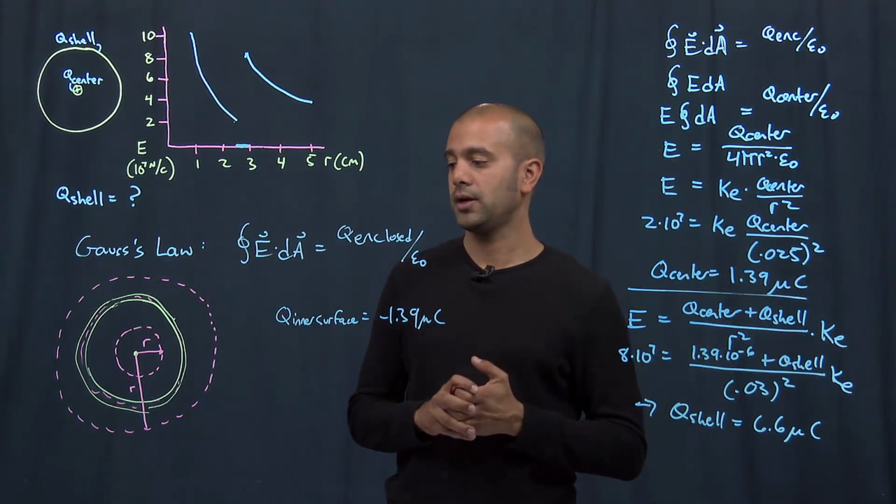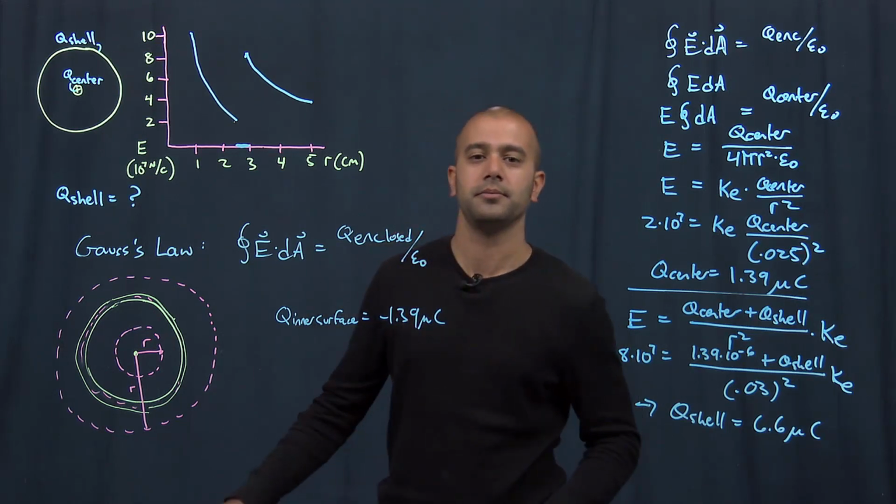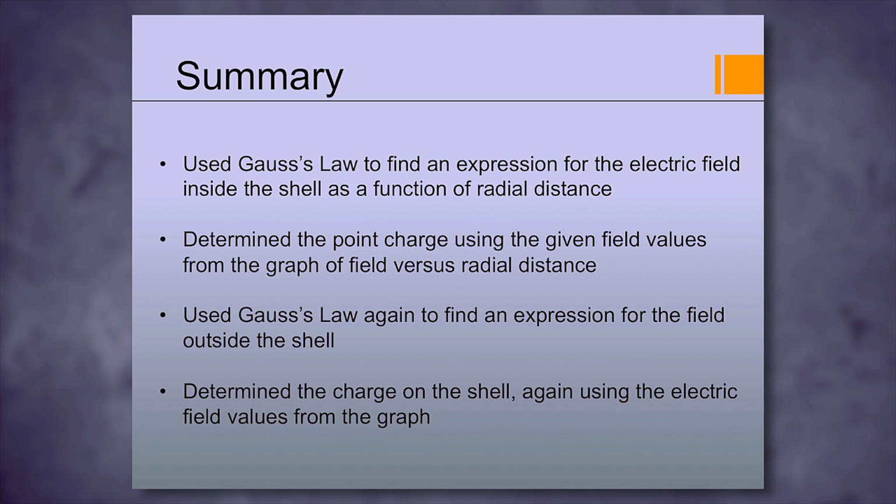So I'm going to go ahead and stop here, and we'll take a look at the summary because we've done quite a bit here. In this problem, we were given a point charge and a charged shell, and we were asked to find the charge on the shell. First, we used Gauss's law to find an expression for the electric field inside of the shell as a function of radial distance. We then determined the point charge using the given field values from the graph of field versus radial distance. Then we used Gauss's law again to find an expression for the field outside the shell. And then finally, we determined the charge in the shell using again the electric field values from the graph.